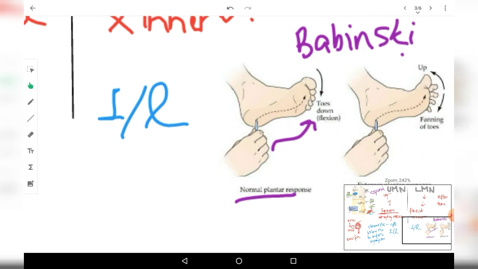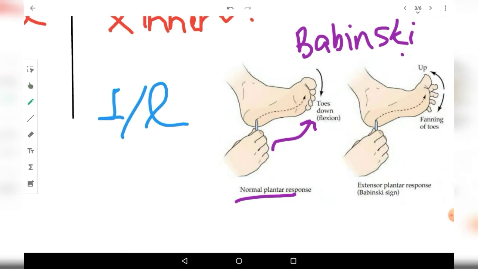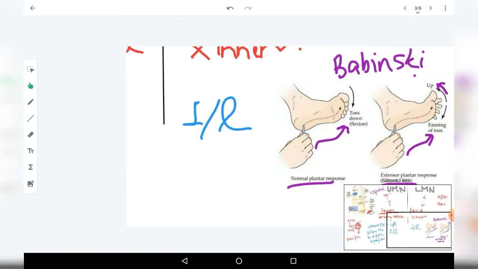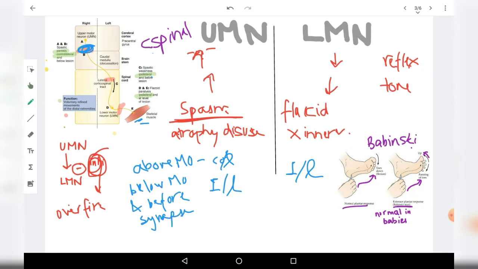So yeah, I was showing you the Babinski sign: when there is a lesion in the corticospinal tract and you stroke upwards, the toes will fan out and turn upwards, and this is called the Babinski sign. And this sign is normal in babies, because their nervous system is not yet developed, so this sign is positive. But this sign is also positive in upper motor neuron lesion.